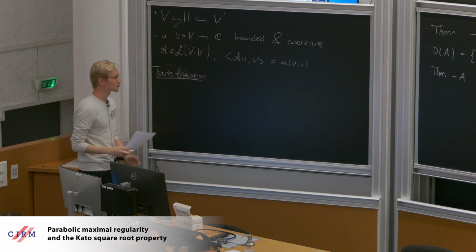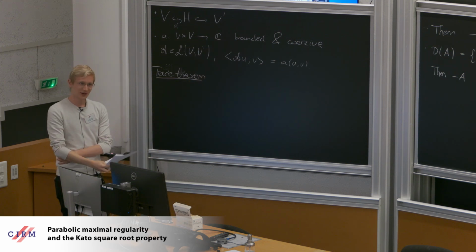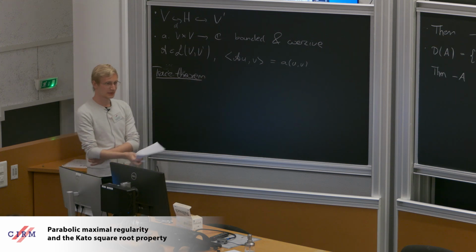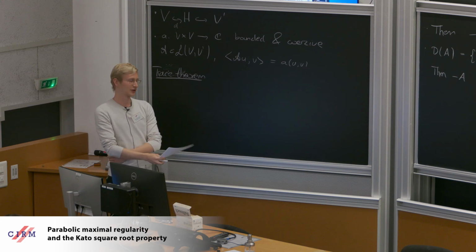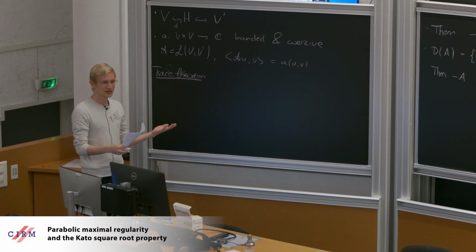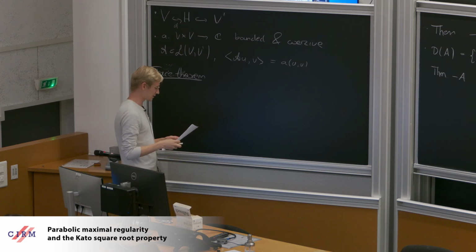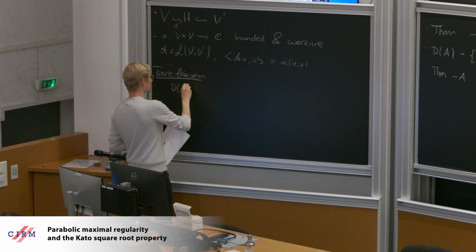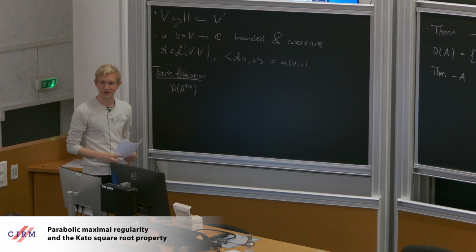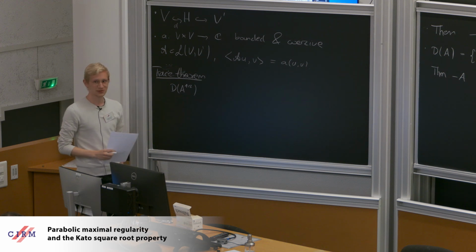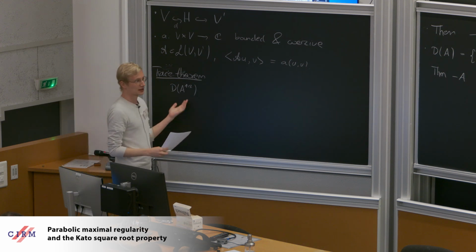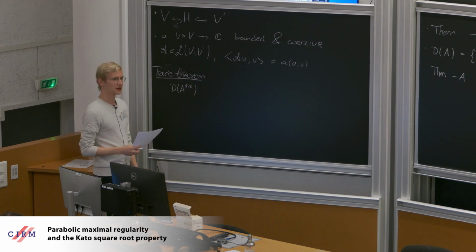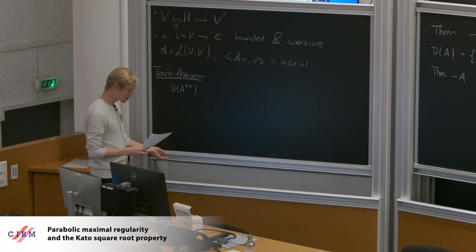And this already gives you an important link between the Kato square root property and parabolic maximal regularity, but this link will be even more obvious when I state the next theorem. But here we see one of the very important actors in the Kato square root property, the domain of the square root of A, defined just via the functional calculus that we learned about in the lectures.